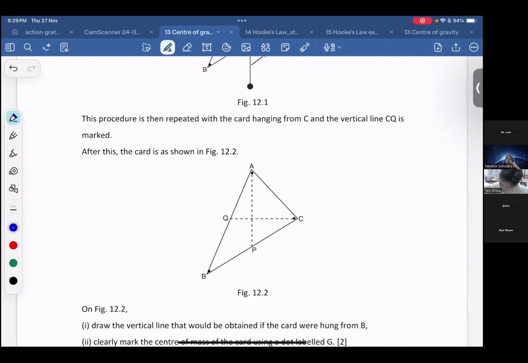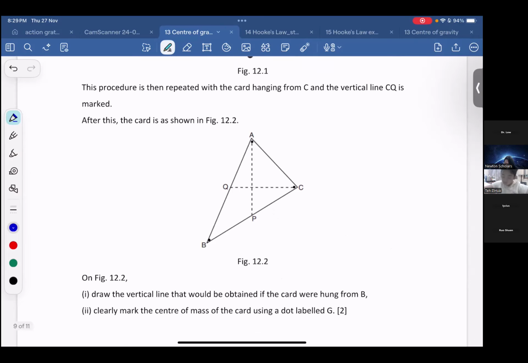We get 2 lines. Draw the vertical line that would be obtained if the card were hung from point B. If I hang it from point B, can you draw the vertical line? How do I know where the vertical line is? Any of you know how to do it? We don't have a practical, but theoretically, where should the line go? Do you know about this? It should be an easy one.